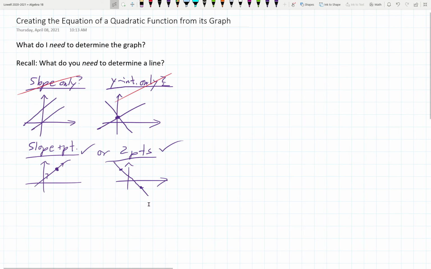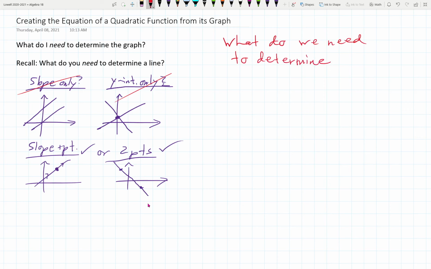So I want to ask the same question, but for a parabola. So what do we need to determine a parabola? I'm going to propose for you five scenarios with the information for you to think about.